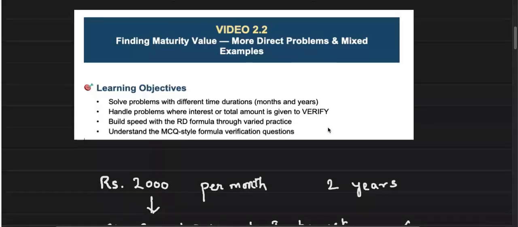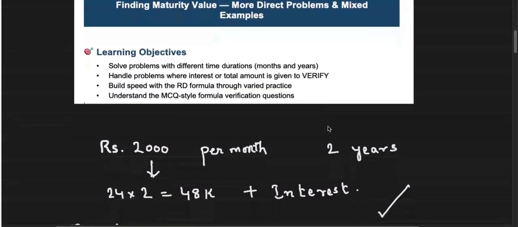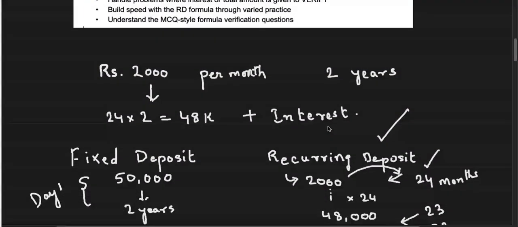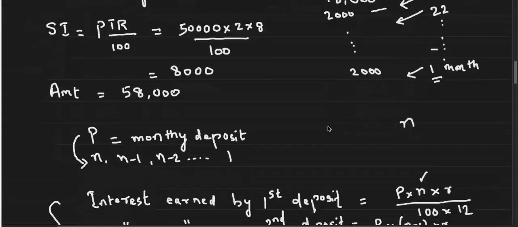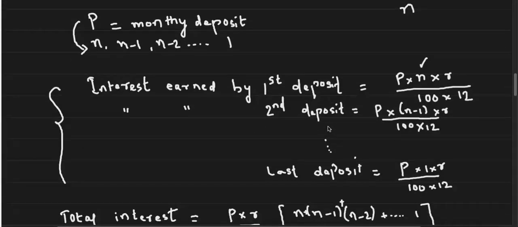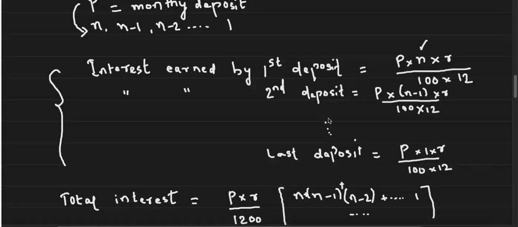In today's video, the learning objectives will be solving the problems with different time durations, handling problems where interest or total amount is given to verify, building speed with the RD formula through varied practice, and understanding the MCQ style formula verification problems. Here, just for a recap, I have kept this problem here, how we have got the formula to get the interest of recurring deposit.